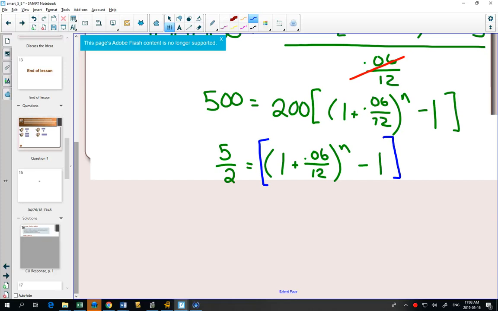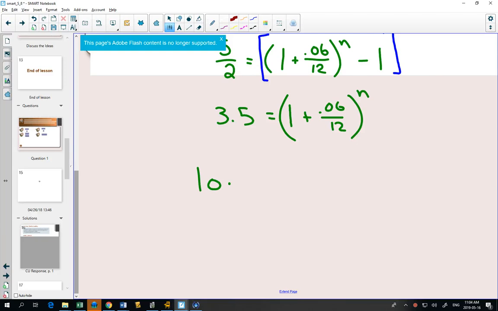You could write 2.5 if you wanted to. Personal thing, although if you don't have a calculator, then fractions will be easier to do the mathematics with. Okay? But if you add 1 to both sides, then you're going to get 3.5, if you wanted to do the decimal, equals 1 plus 0.06 divided by 12, to the n. And we finally did all of that little algebra just to get our power by itself. We now can take the log of both sides, or the natural log, and that n can come out in front.